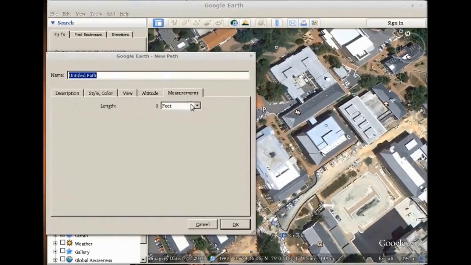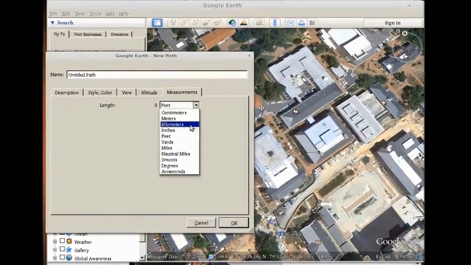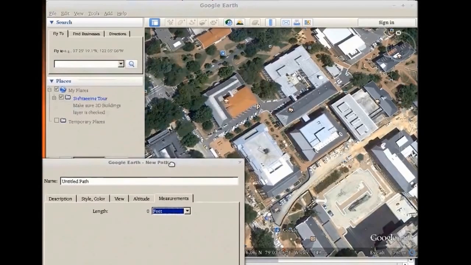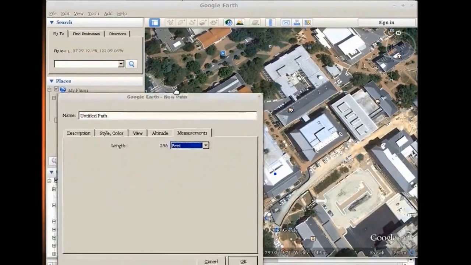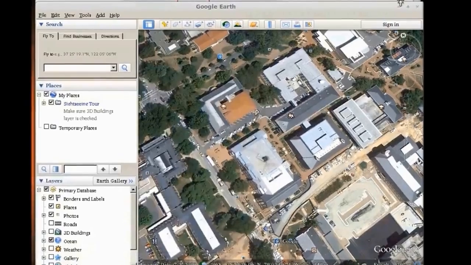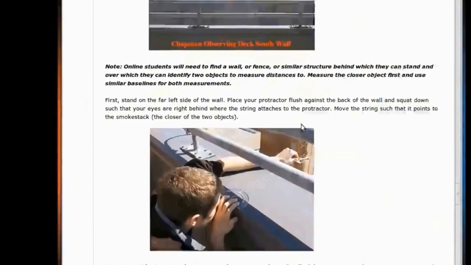And if we bring up measurements, we can make sure that this is set to feet rather than any other unit. You might want it in meters, whatever you're going to calculate in. I could click once here, and I could click once over here, and it's going to tell me that's 296 feet between those 2 points. Now, these measurements aren't super accurate, but they're probably accurate enough for the purposes of estimating those distances for the purpose of this lab. So why are you going to need those distances?